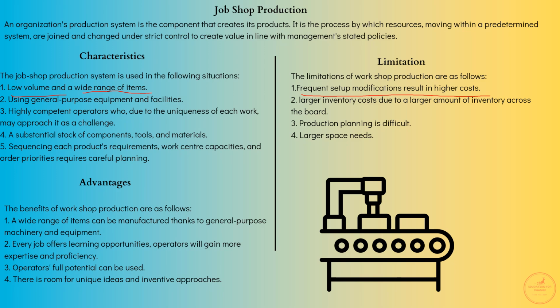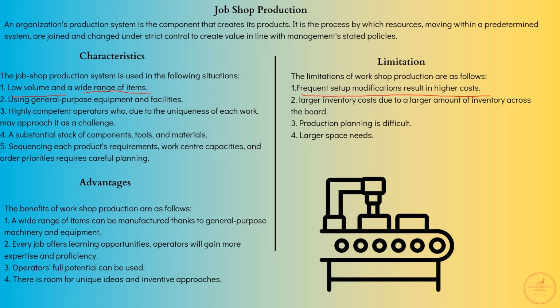Then we go for the other characteristics: using general purpose equipment and facility; highly competent operators who, due to the uniqueness of each work, can approach each challenge; a large stock of components, tools and materials; and sequencing for the product requirements, work center capacity, and other priorities required for the planning. That means use of general purpose machines and facilities, highly skilled operators who can take up each job very easily, large inventory of materials, tools and parts, and detailed planning as the fifth thing. This is the characteristics of job shop production.